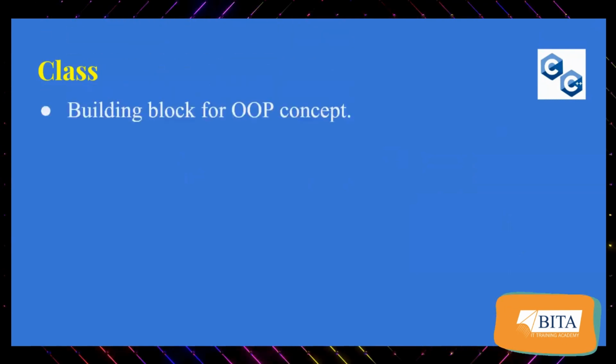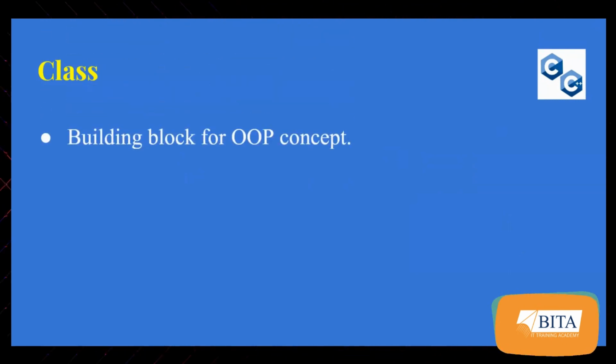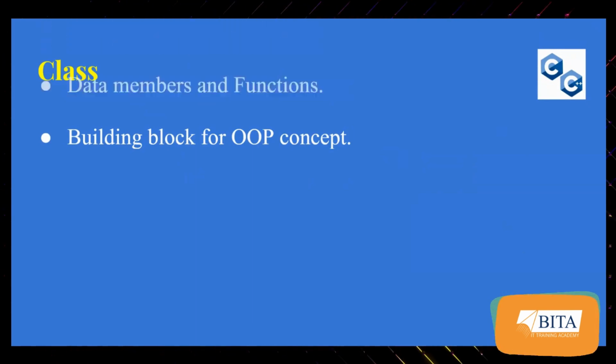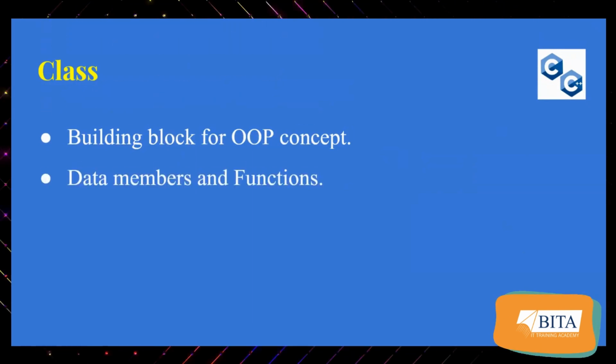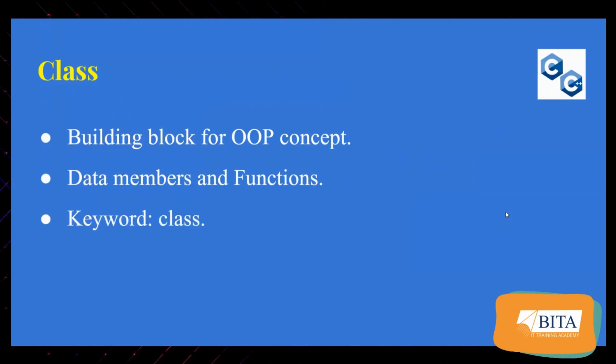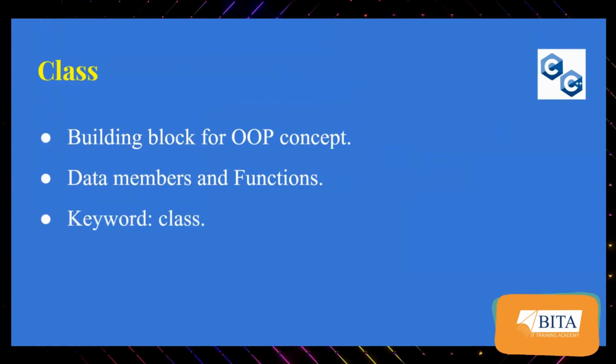The class is the building block that leads to the object-oriented programming concept, and this is a user-defined data type which holds the data members, that is the variables, and their member functions. They are accessed using the instances called objects. The class is the keyword that is used, and every time the first letter is capitalized in the class name.